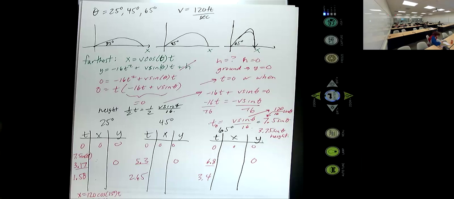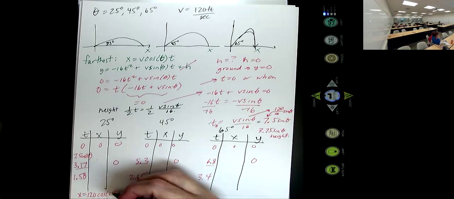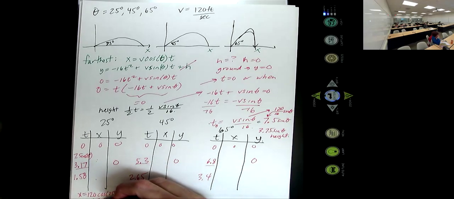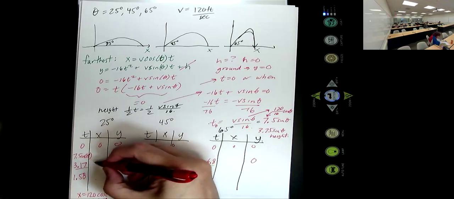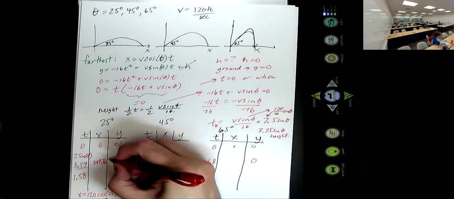So let's see, let's say 757. So 108.757 times 3.17. This one traveled 344.76 feet.